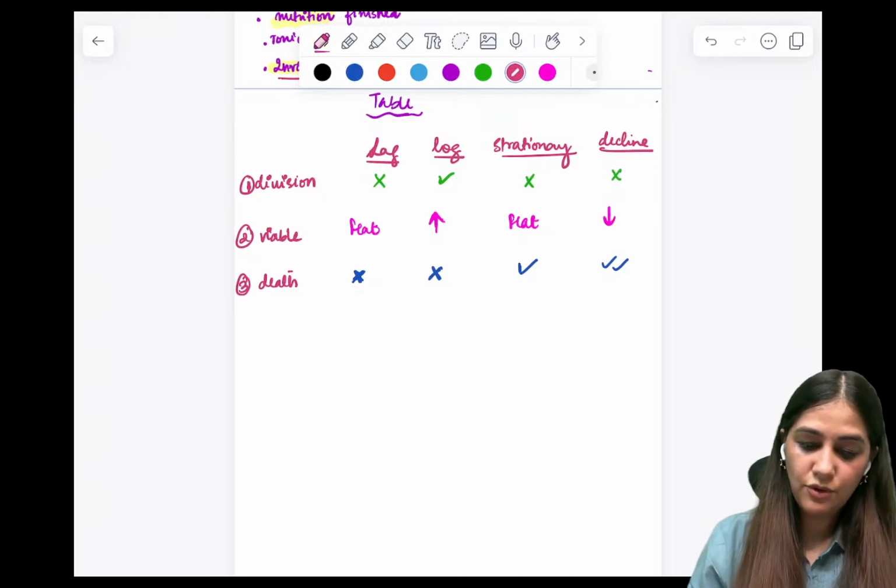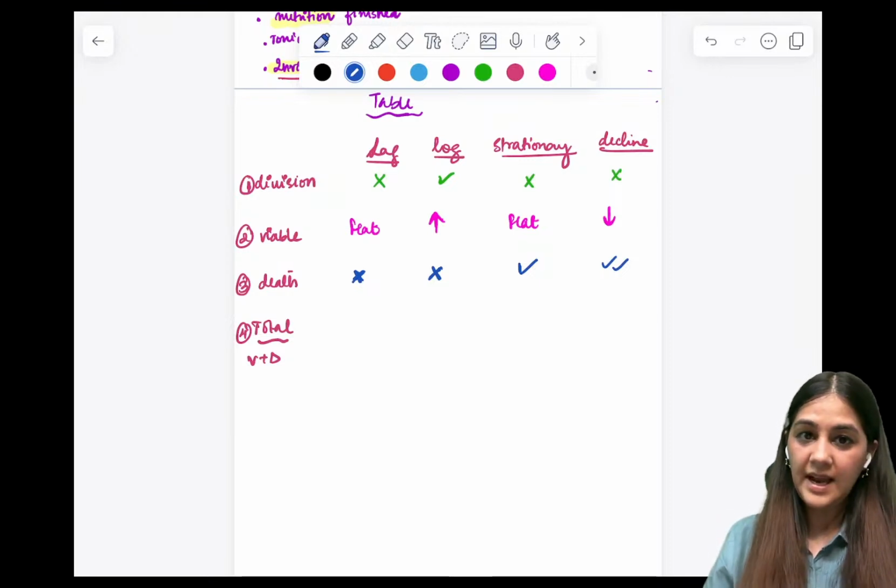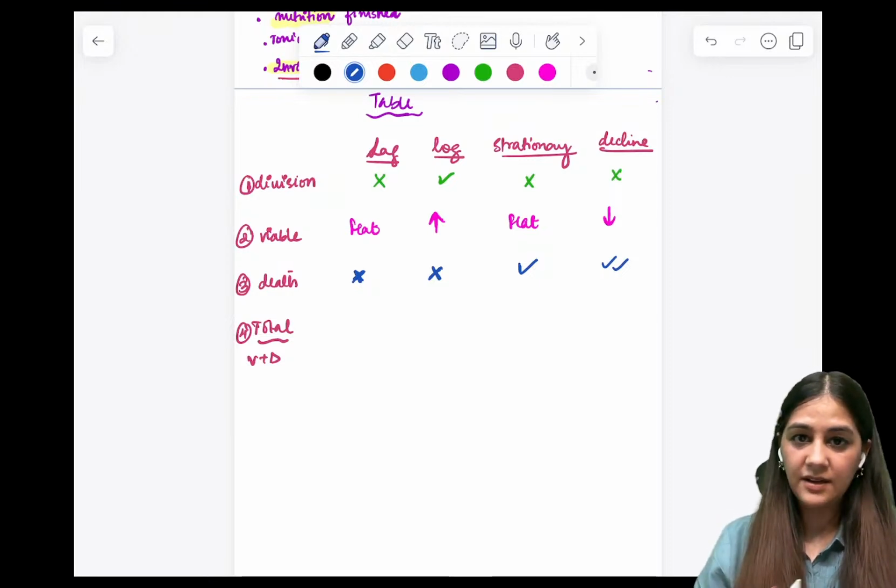So next we are going to talk about the total count. So total count was what? It is the viable plus the death count. So let's see from here. If your viable count is flat and your death is also flat, not happening.